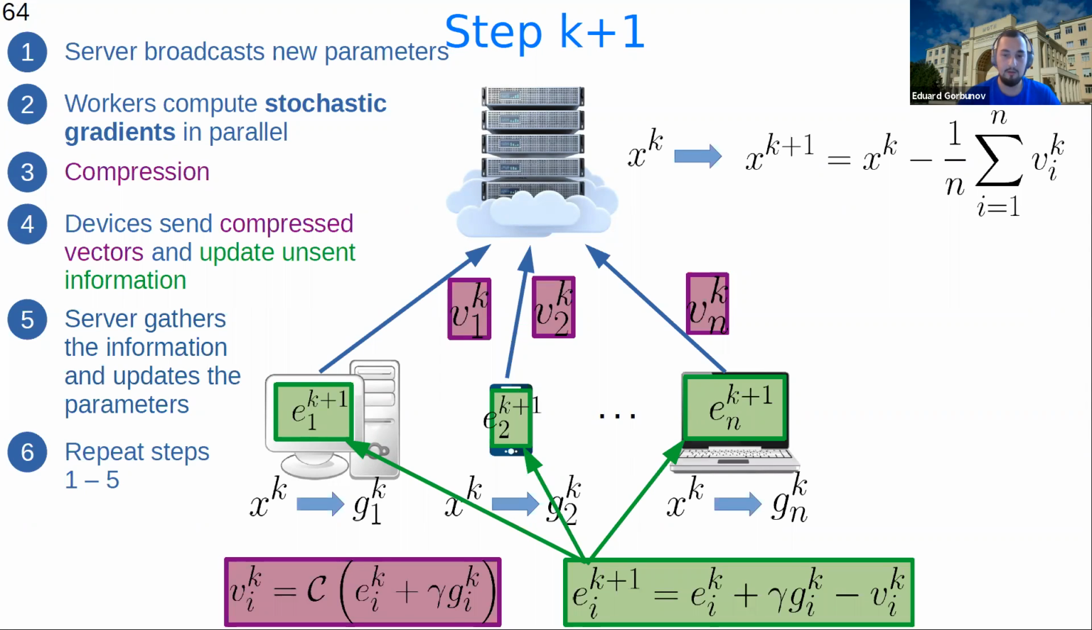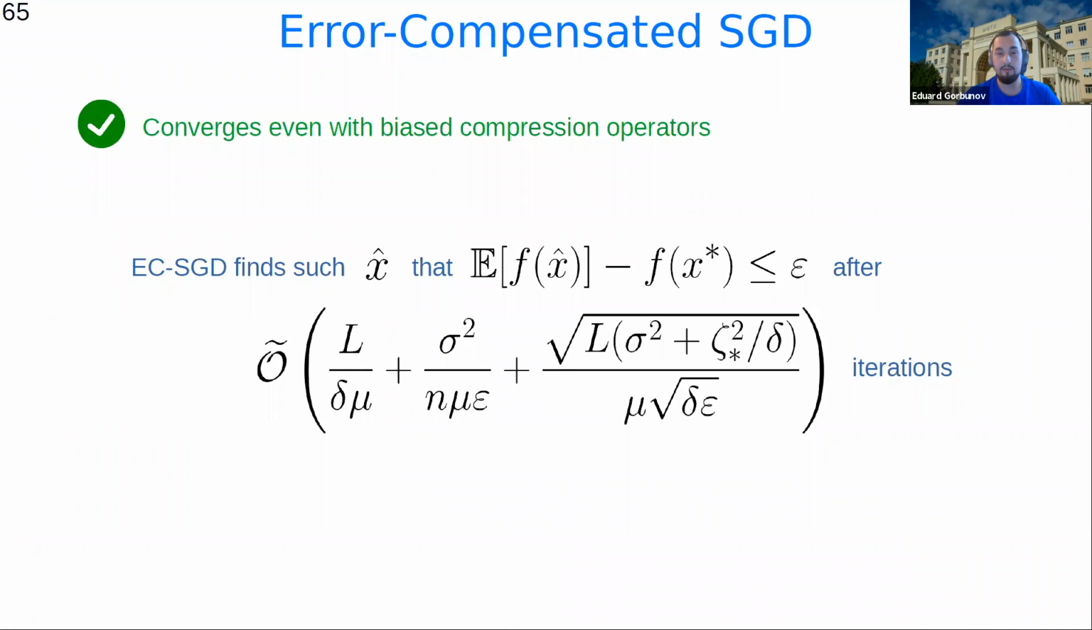Okay, and this method converges even with biased compression operators. The rate of convergence is on the slide. Here, epsilon is the accuracy of the solution in terms of functional value. So error-compensated SGD finds this point, hat x, satisfying this inequality after this number of iterations.